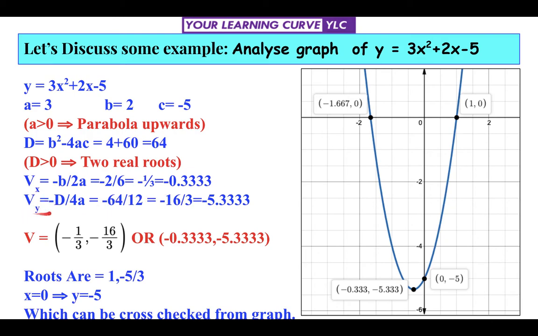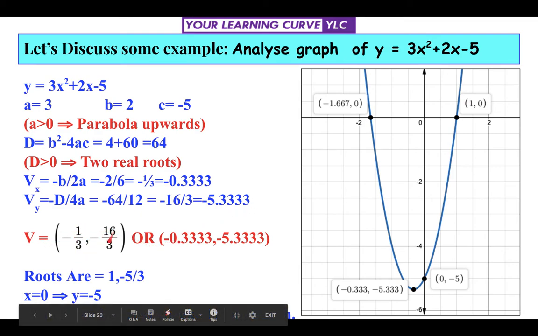Y coordinate of the vertex is minus D by 4a, which is minus 64 by 12. D is 64, so minus 64 by 4 times 3, that is 12, which is minus 16 by 3 or minus 5.33333. So the vertex is minus 1 by 3 comma minus 16 by 3, or this number.